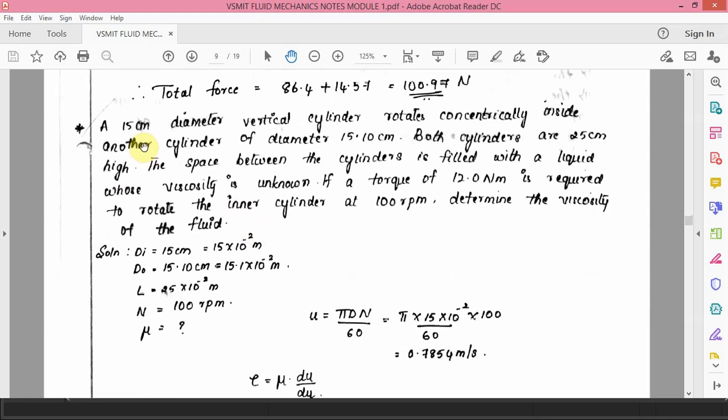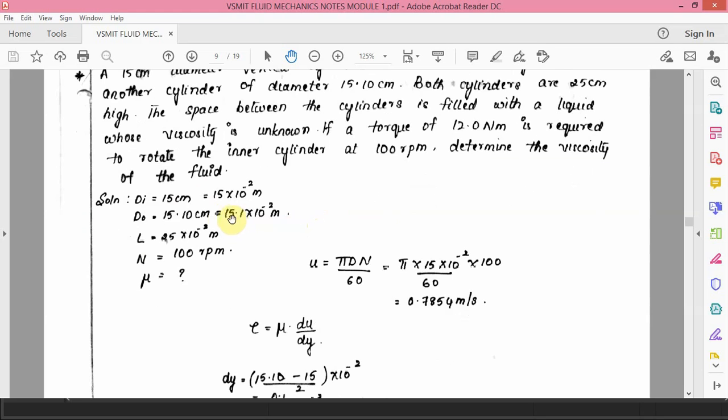Next problem. A 15 centimeter diameter vertical cylinder rotates concentrically inside another cylinder of diameter 15.10 centimeter. Both the cylinders are 25 centimeter high. The space between the cylinders is filled with a liquid whose viscosity is unknown. If the torque of 12 Newton meter is required to rotate the inner cylinder at 100 rpm, determine the viscosity of the fluid. So diameter inside is 15 centimeter, outside is 15.10 centimeter, and length is 25 into 10 raised to minus 2 meters, and speed is 100 rpm, and mu equal to how much? Viscosity.